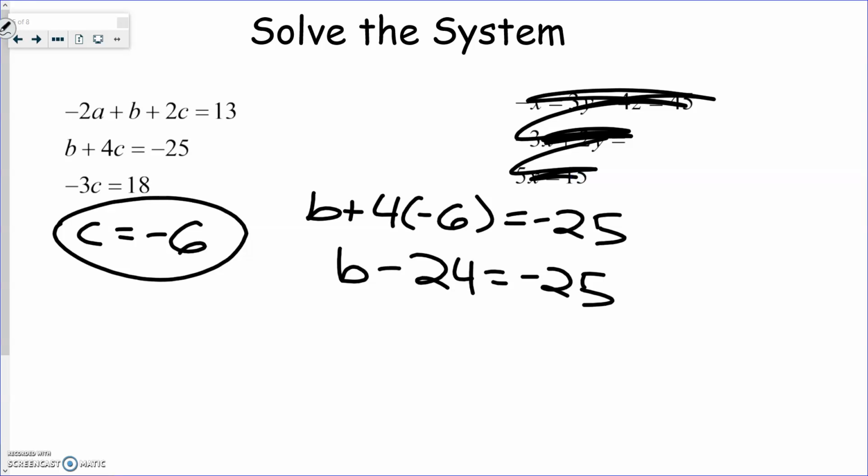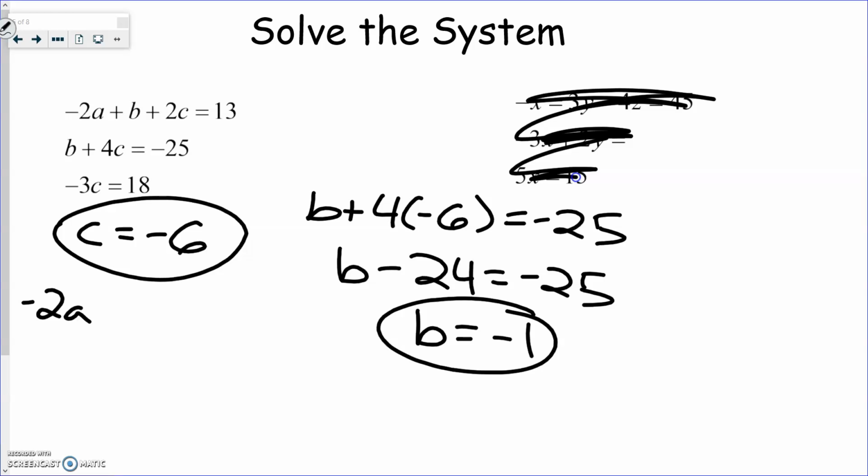Okay, then I need to add 24 to both sides, so I end up with b is equal to negative 1. There's my second variable. Last but not least, we plug in to get our a, so I have negative 2a minus 1 plus 2 times negative 6 is equal to 13.